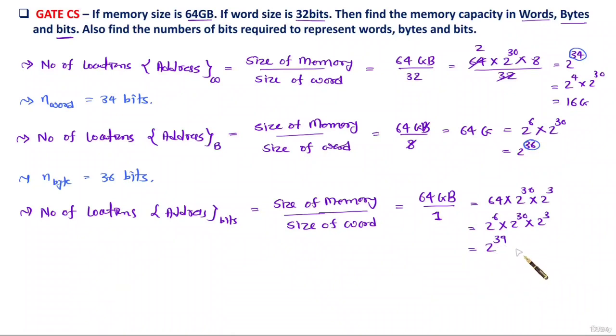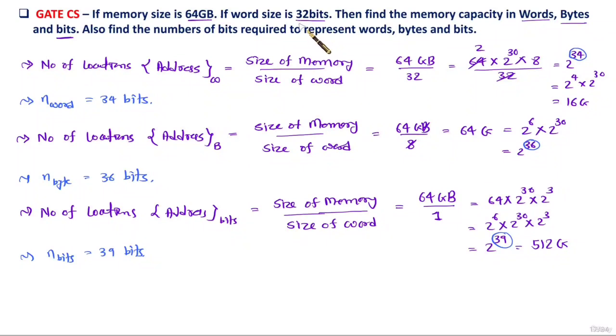And you can also represent this in the form of 2 to the power 9 into 2 to the power 30, means 512G. And based on 2 to the power 39, you can say the number of bits required will be 39 bits. So when you address 64 GB memory in the form of word with size of word of 32 bits, at a time you need to have 34 bits of address lines. And the data line will have a size of 32 bits.